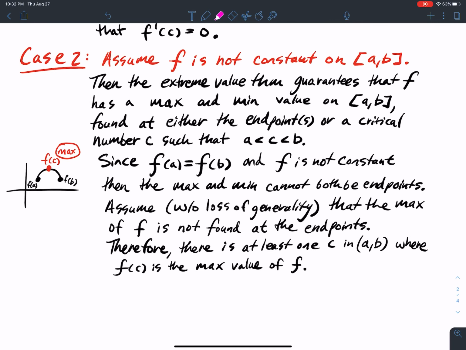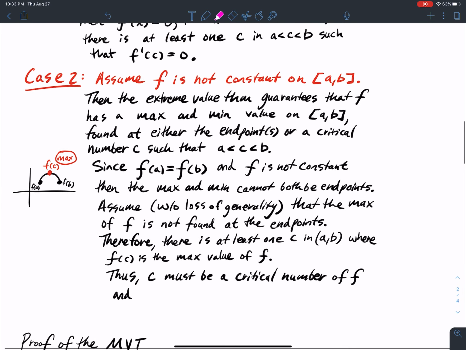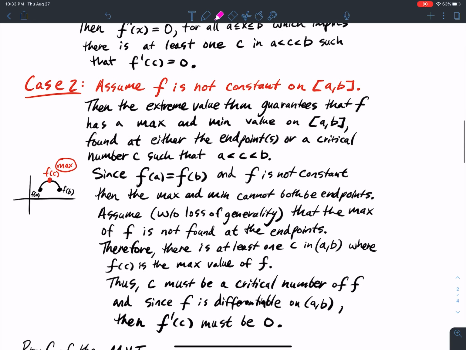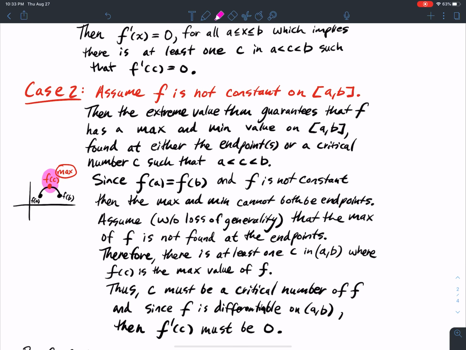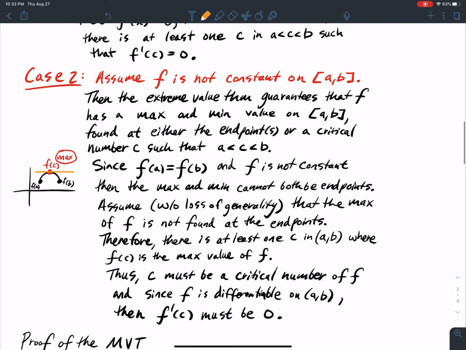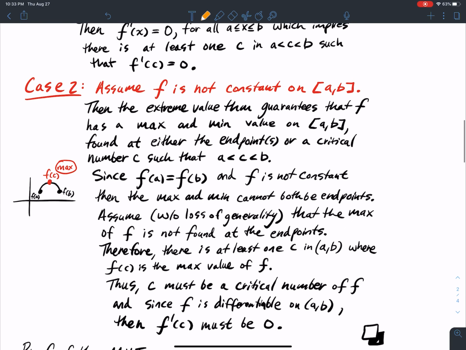So that's my max. Now, thus, what? c must be a critical number of f. Why? Because it's at a maximum, okay? And since f is differentiable on (a, b), then what do we know? What's the derivative at the top of the apex here? It must be equal to 0, a critical value, right? So that's a direct result from that theorem. And therefore we've finished, okay?